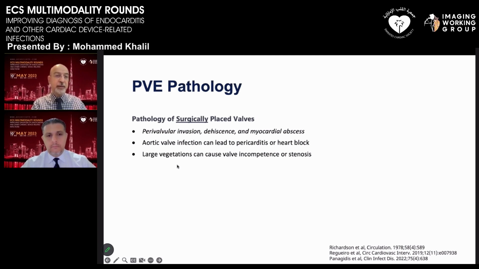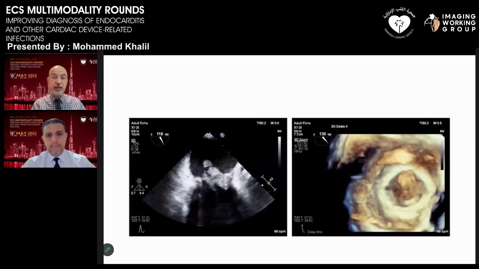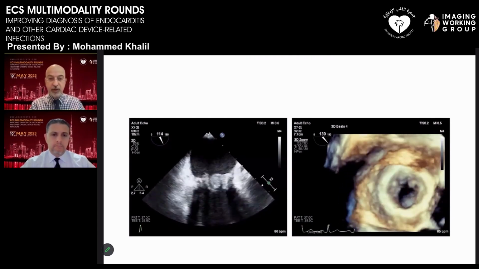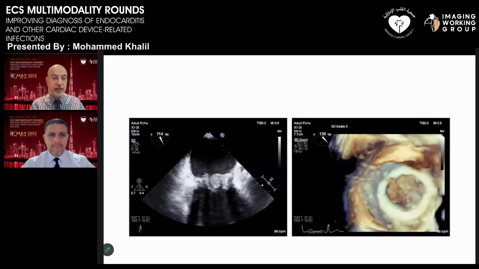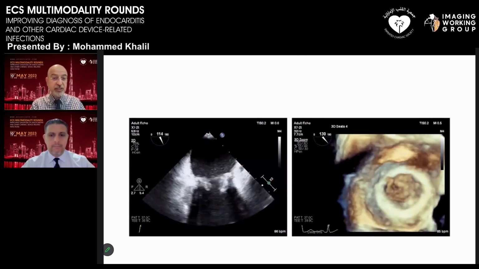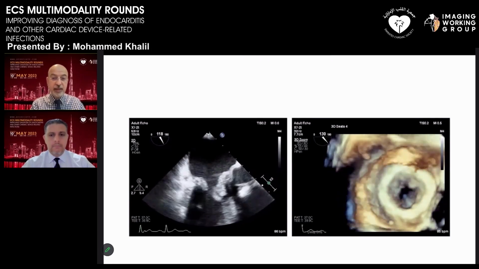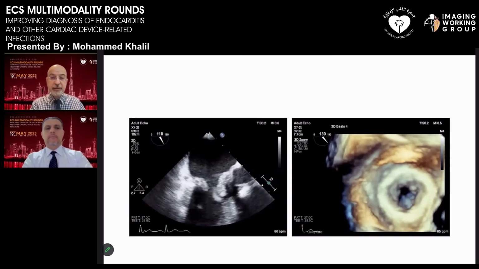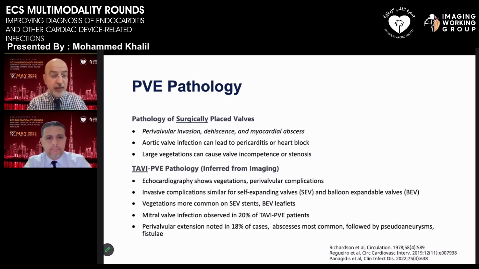And also in surgically placed valves, we sometimes see large vegetations affecting these valves, creating obstruction or incompetence. Like this patient, for example, one of our patients who presented with a fever several months post bioprosthetic valve implantation. You can see a large vegetation here, creating regurgitation and obstruction as well. As far as TAVI-related endocarditis, most of the information we have is inferred from imaging.